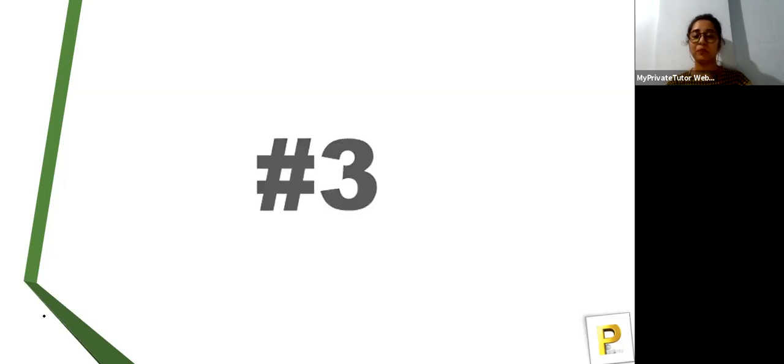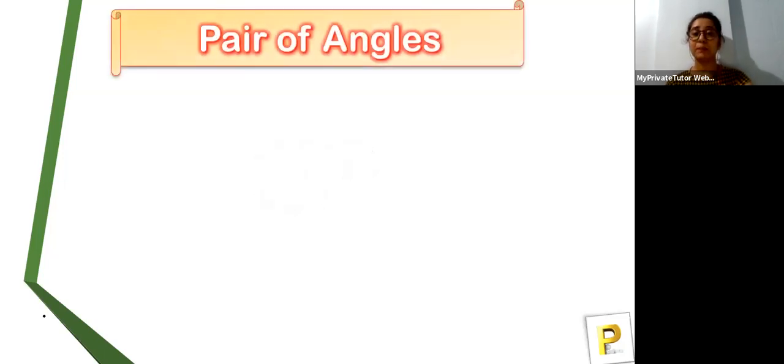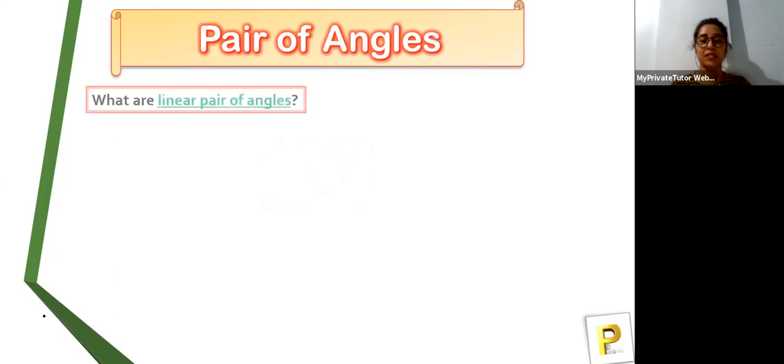So from this we have the third part of our session, and let's see what we have. That is pair of angles. Now what is that? Pair means what? It will be more than one. So if you have more than one angle, we have different properties for them. So let's understand that. First we have, what are linear pair of angles?